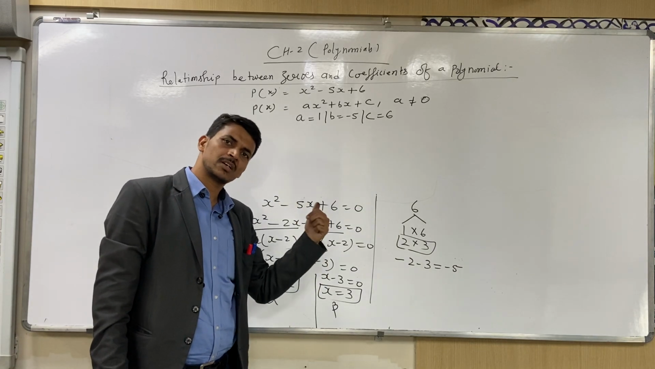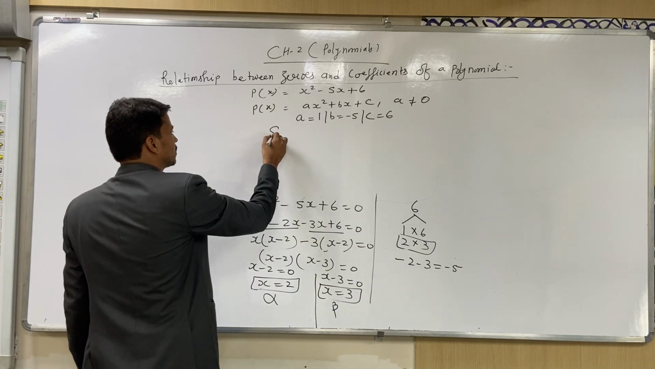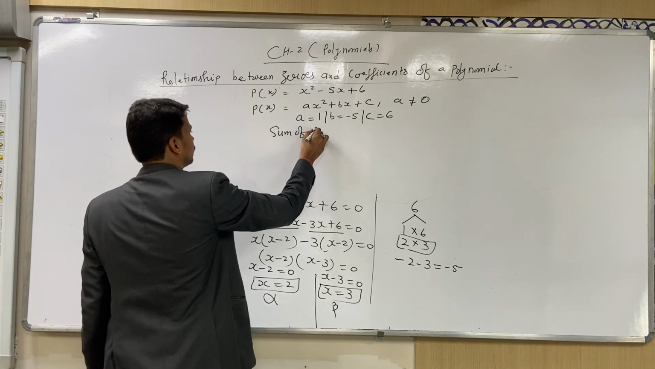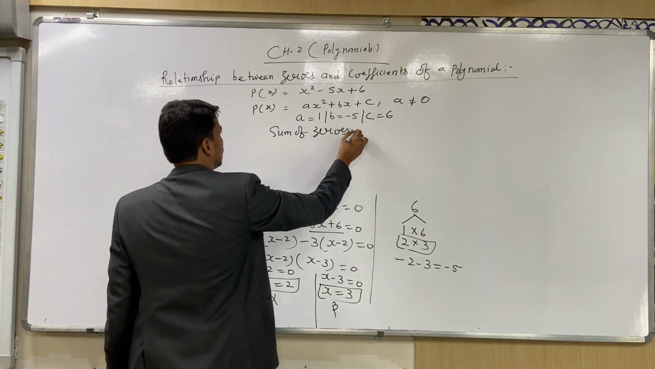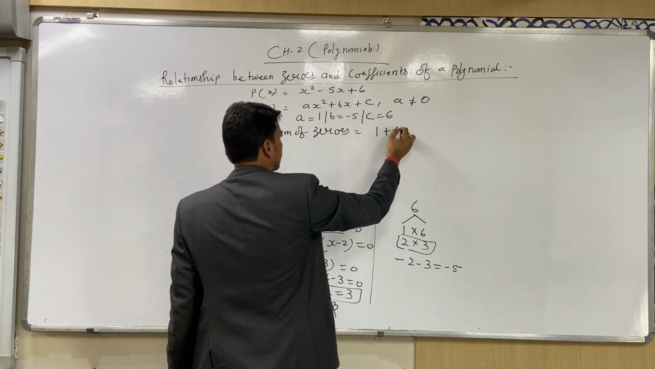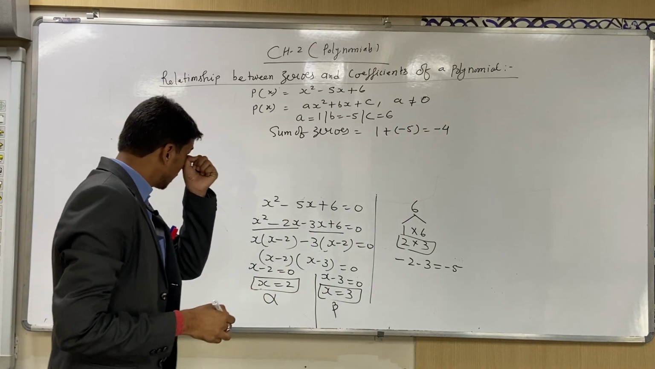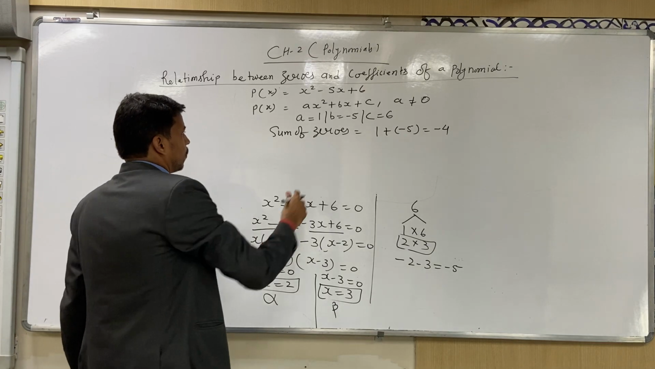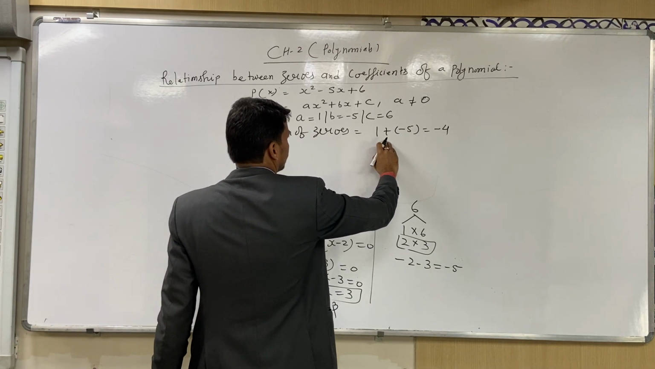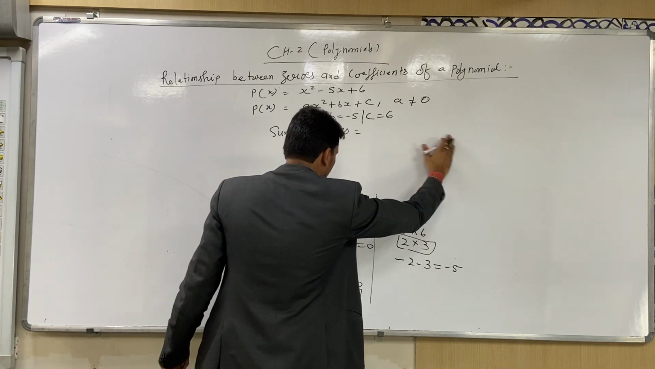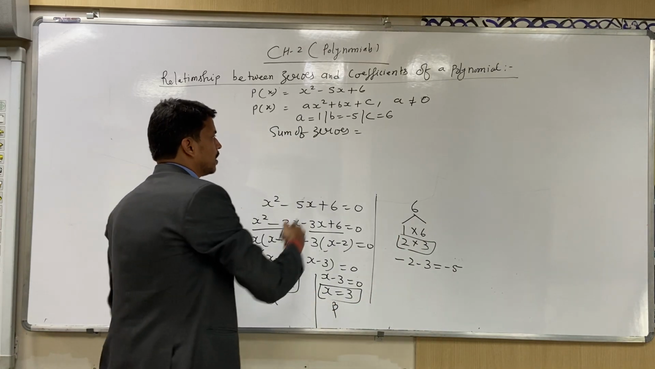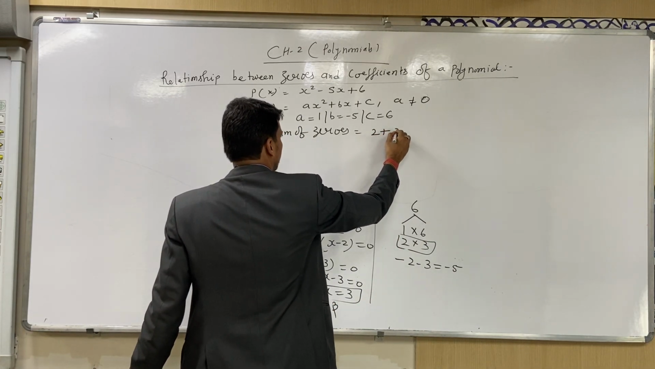Let us talk about the relations now. So let me do the sum of zeros, that is 1 plus minus 5, that is minus 4. Am I clear, everyone? I'm sorry, I made a mistake. We have the zeros as 2 and 3. So the sum of zeros will be 2 plus 3, that is 5.